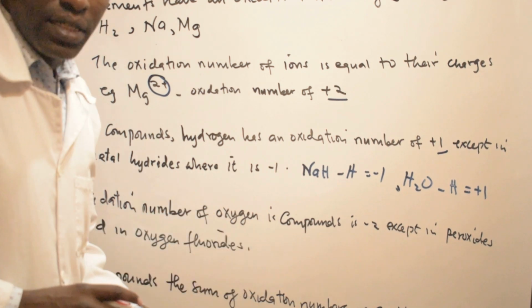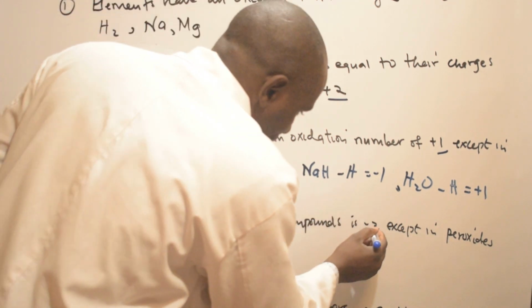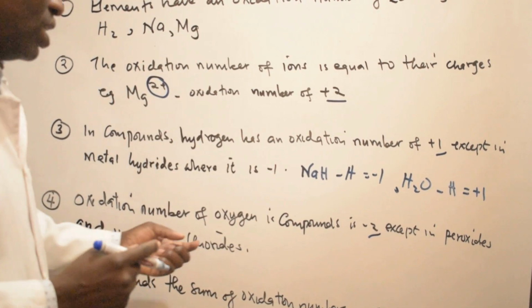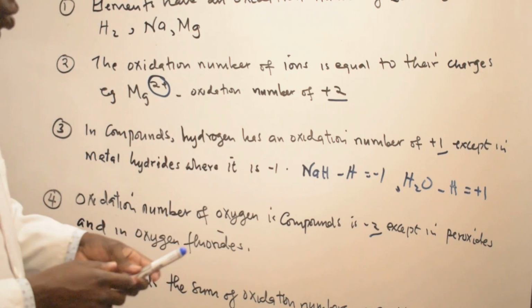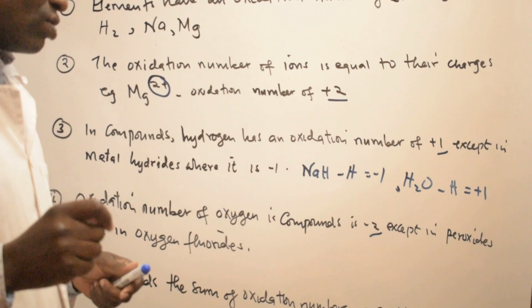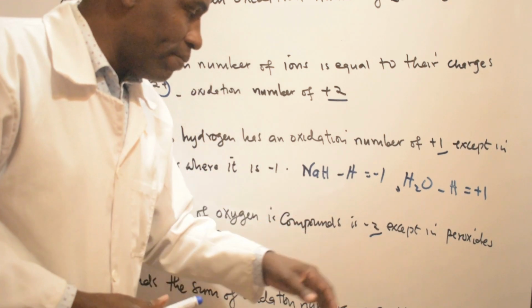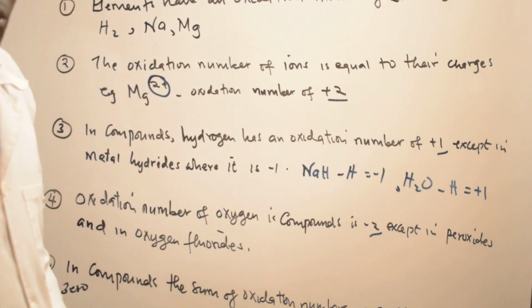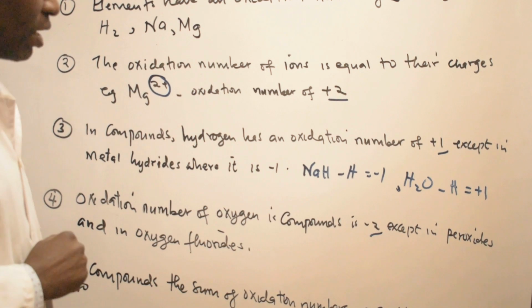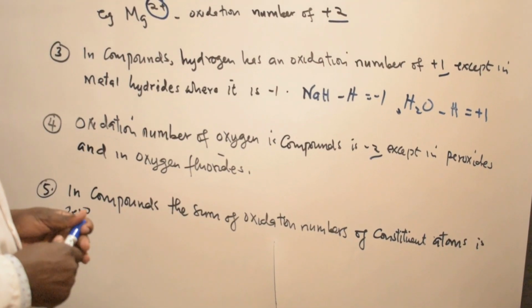Now for oxygen, oxygen will have an oxidation number of -2. This again tells you that when oxygen is involved in most of these reactions, oxygen will be gaining 2 electrons. That is what we are talking about. But we also have some exemptions.